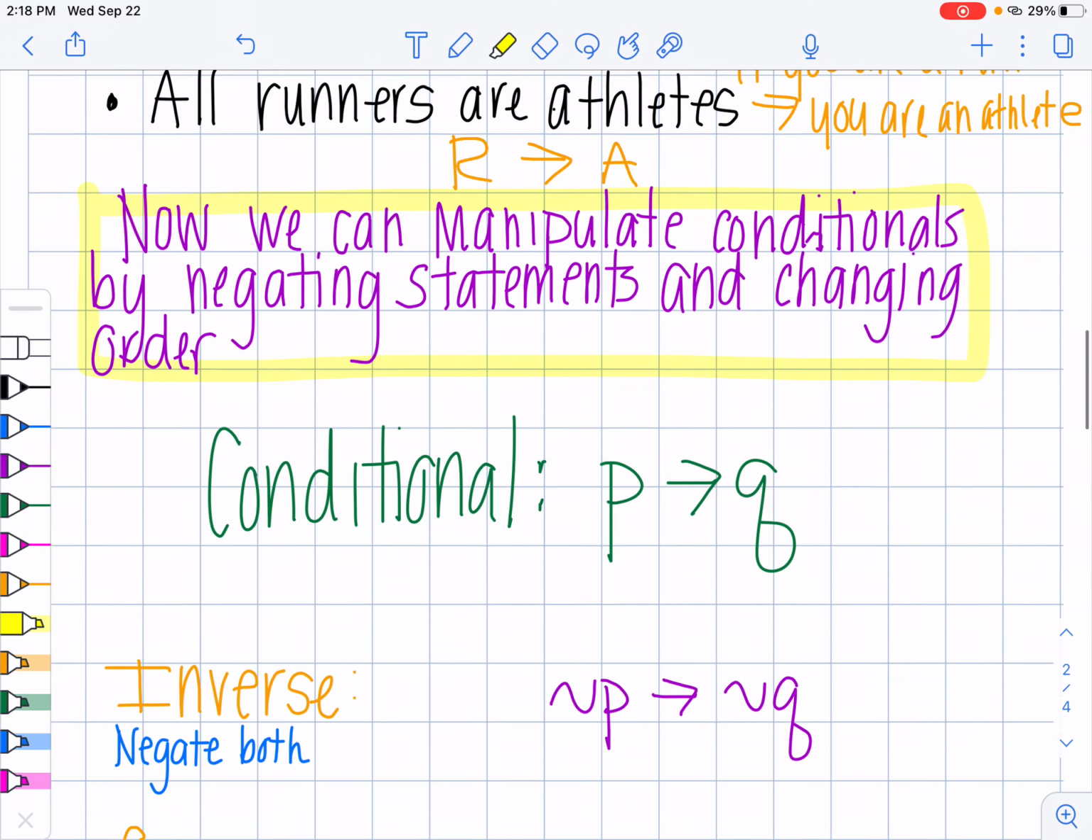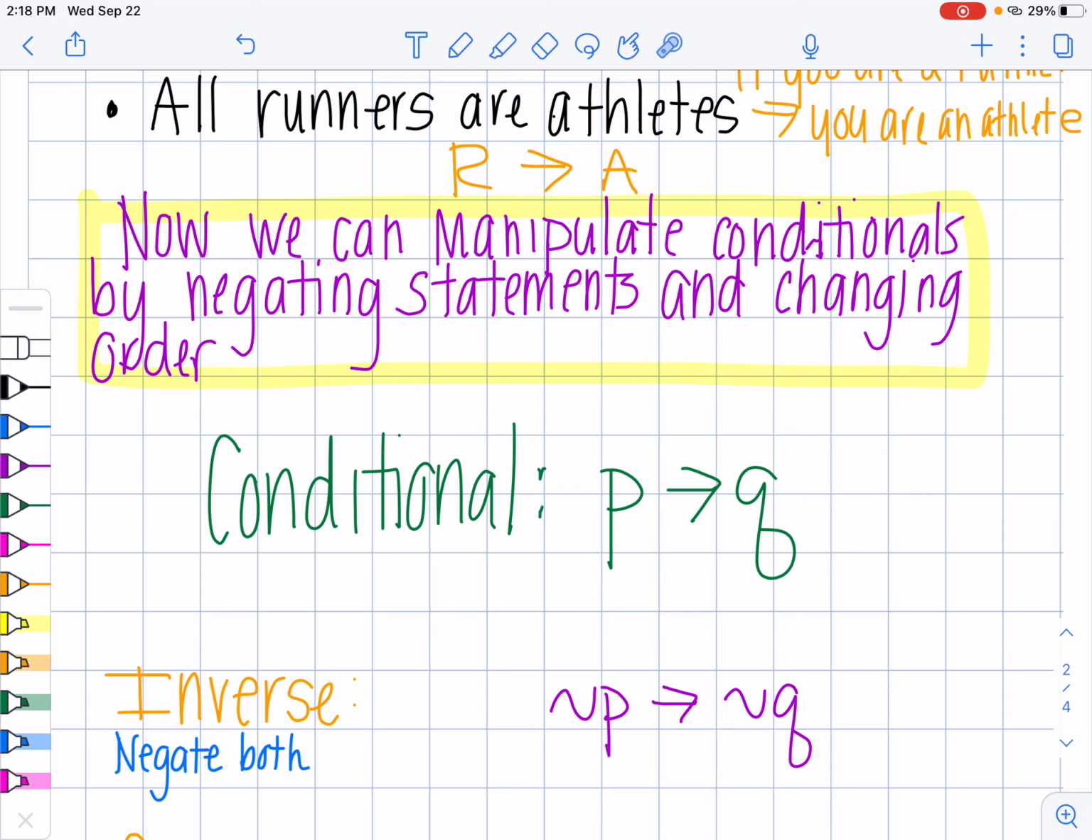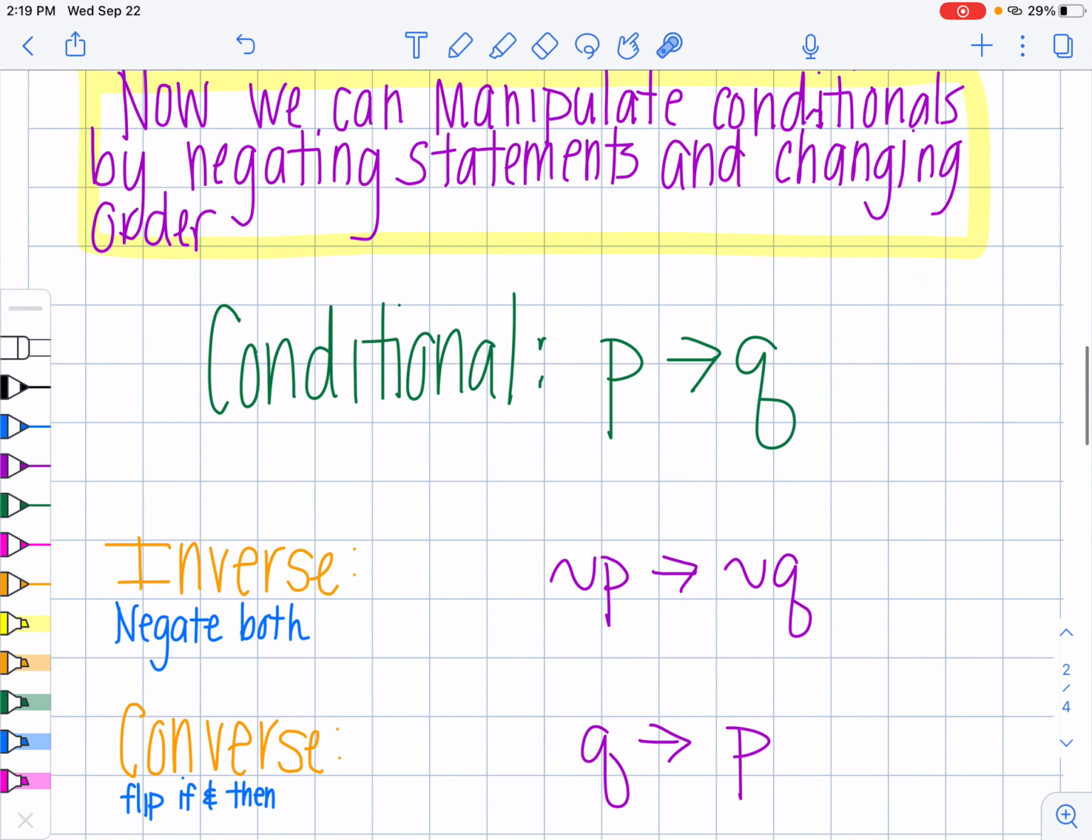The first one that comes up is called the inverse. The inverse says I'm going to take both my hypothesis and my conclusion and negate them. So I have squiggly P, then squiggly Q. I'm making them both negative. The converse is the next one. The converse says I'm taking my Q and my P and switching their spots. I'm flipping them. So it becomes Q, then P.